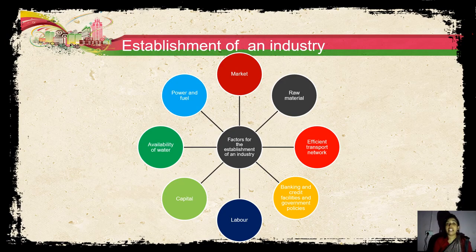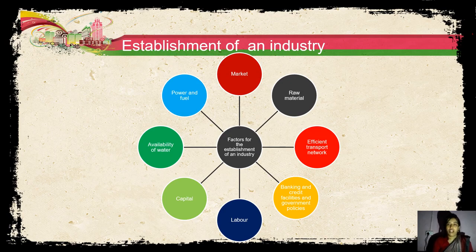Next, we have labor. Industries also need an abundant quantity of labor at a very low price. Labor is important because in whatever procedure an industry follows, some steps cannot be done with the help of machines only. For that you will need human resources, and this is the reason why labor is important.